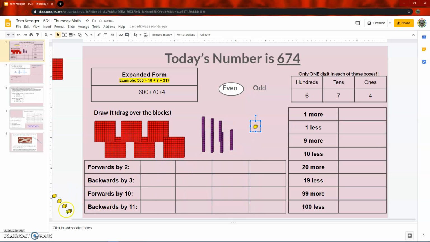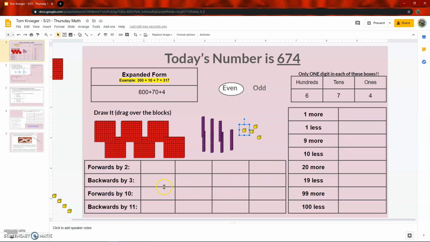1, 2, 3, and 4. Like that. So that is modeling it. 6 hundreds, 7 tens, and 4 ones. 6 groups of 100, 7 groups of 10, 4 groups of ones, and that's what 674 means. So we model it there. We write the digits. These are called digits, right there.